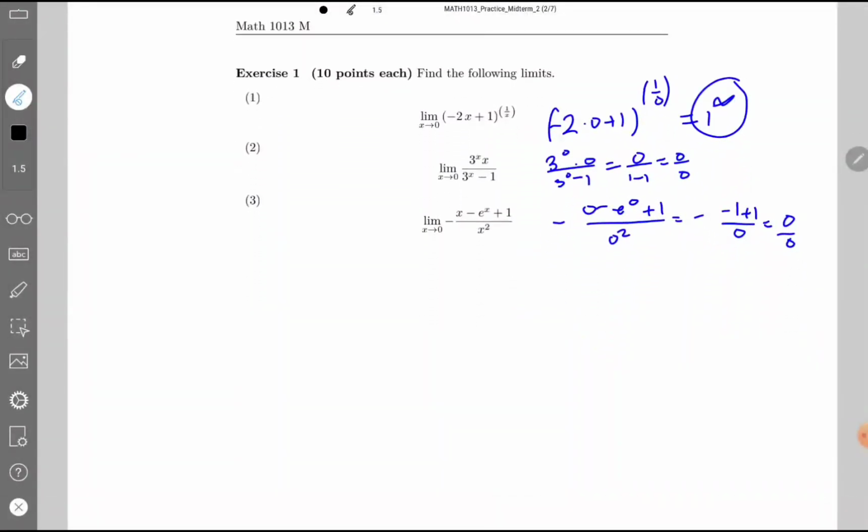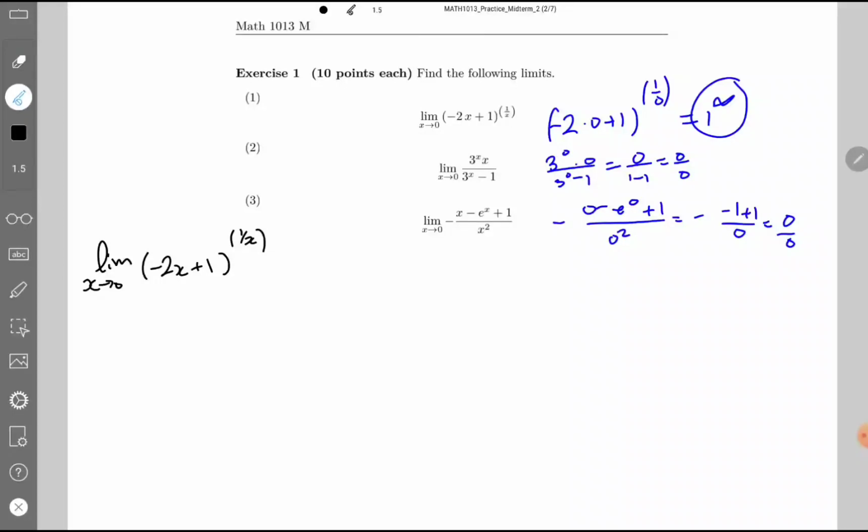One at a time. So number 1, we're going to start off with the limit as x goes to 0 of (minus 2x plus 1) to the 1 over x. And so this, we can't use L'Hopital's rule yet, right? We don't have 0 over 0 or infinity over infinity. So what are we going to do? We're going to try to convert it into one of those.